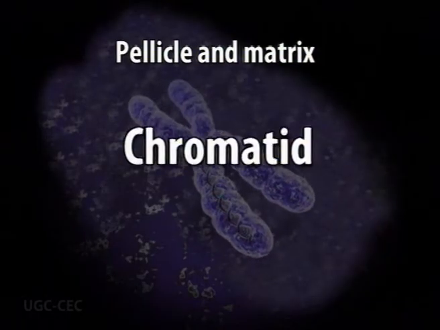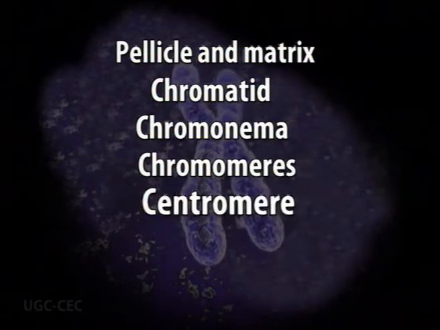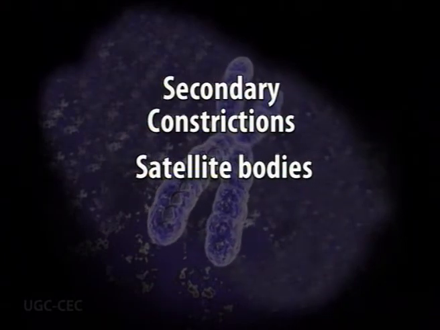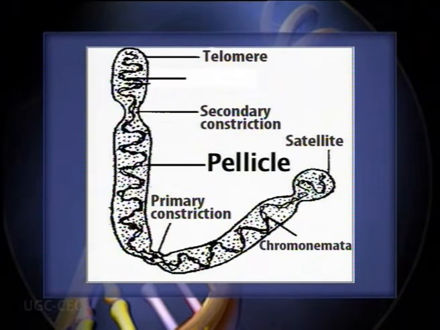A chromosome is usually composed of the following parts: pellicle and matrix, chromatid, chromonema, chromomeres, centromere, telomere, secondary constriction, and satellite bodies. First, the pellicle and matrix. Each chromosome is apparently bounded by a thin membrane called the pellicle. The pellicle encloses a jelly-like substance called the matrix.